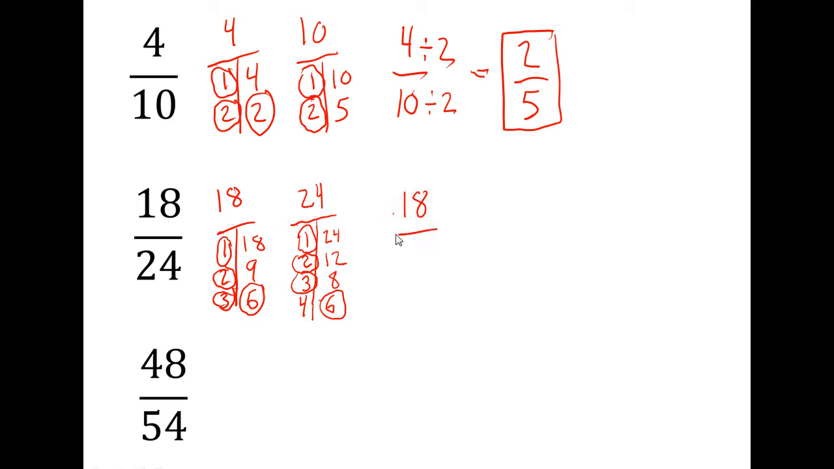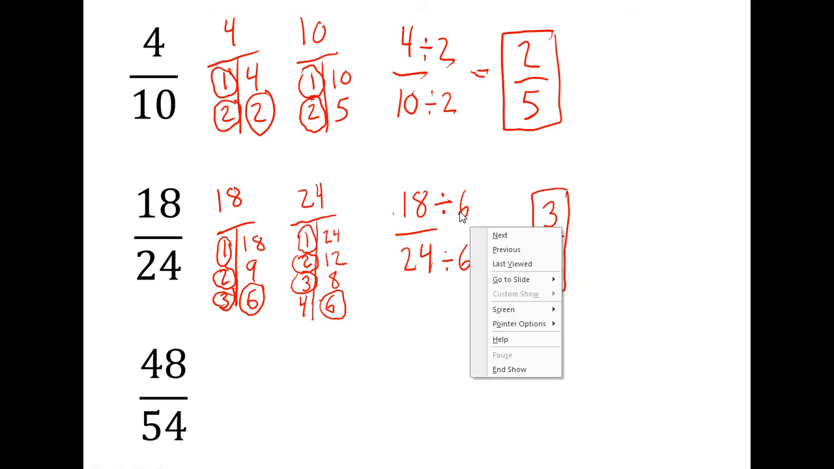So we're going to come back and rewrite our fraction. And we're going to divide the numerator by 6 and the denominator by 6. Okay, and that is going to give us 3 over 4. Alright, that means that 18 over 24 is the exact same as 3 over 4, or 3/4. And notice that we're dividing the numerator and the denominator both by the same number. It's basically like dividing by 1.